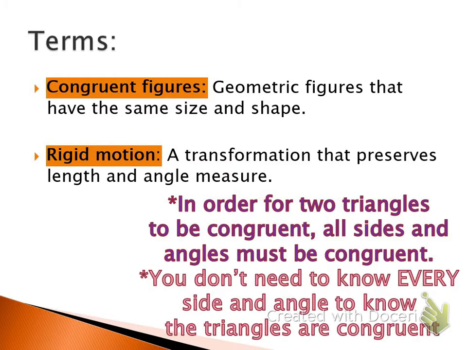So that is the next blank. You don't need to know every side and angle to know the triangles are congruent. And then you're going to highlight that sentence. That's the whole purpose of this section. You don't need to know every side and angle to know the triangles are congruent. And then you're going to highlight it.